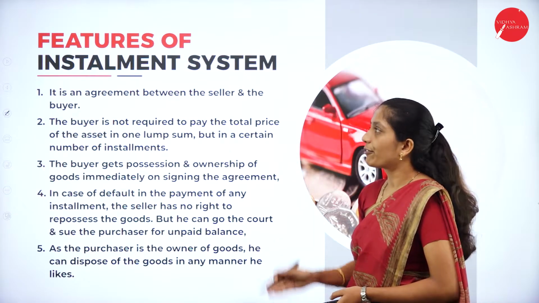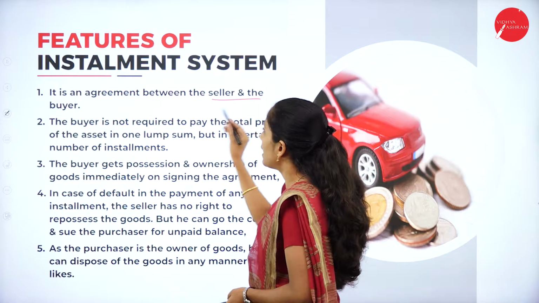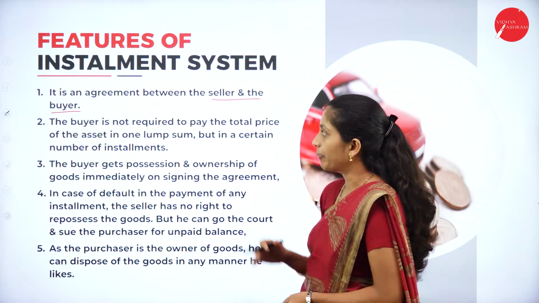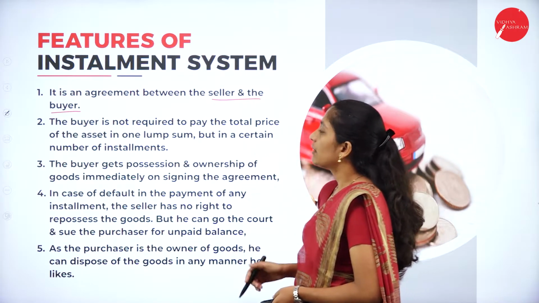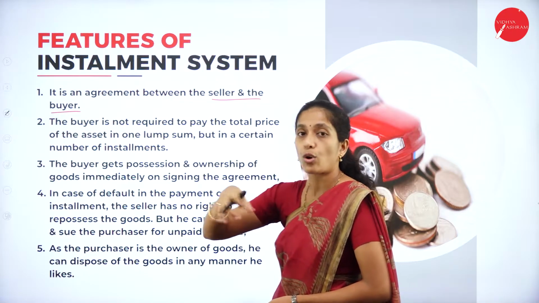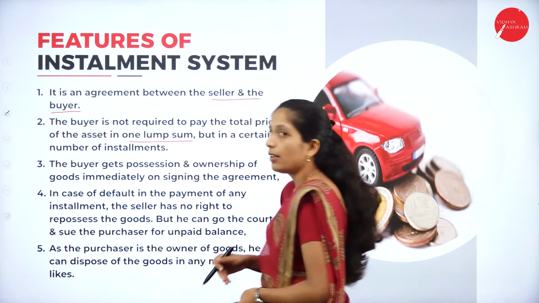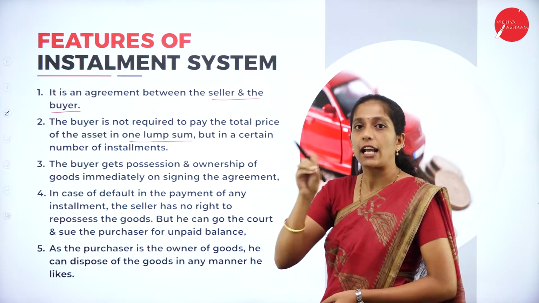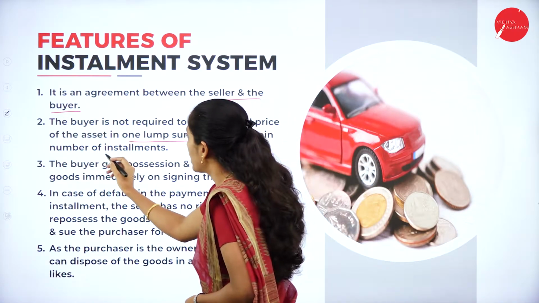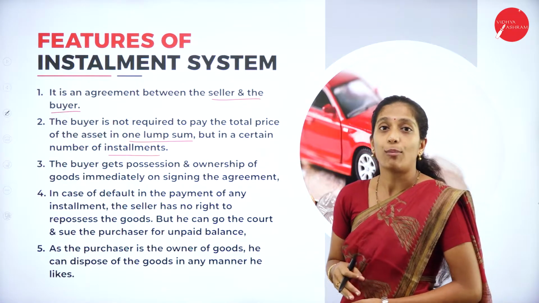Now let us see what the features of the installment system are. So it is an agreement between the seller and the buyer. So here there are two parties, seller and buyer. Now the second feature is the buyer is not required to pay the total price of the asset, that is the total cash price of the asset, in one lump sum, but in a certain number of installments. So here the amount is not paid immediately in lump sum, but in the form of installments.